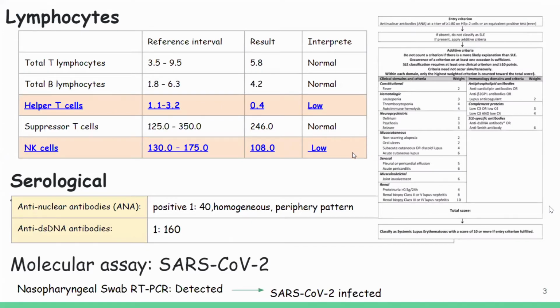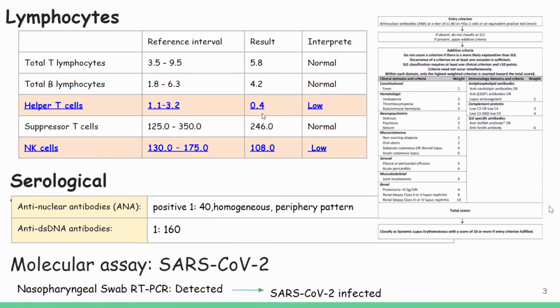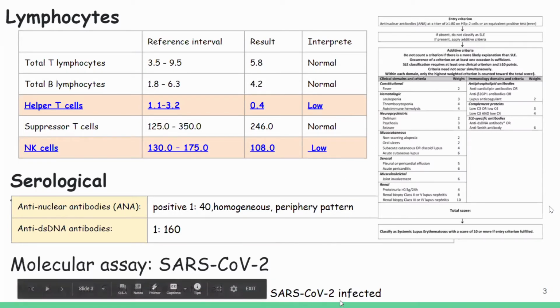When we look in detail at the lymphocytes, the helper T cells and NK cells are decreased. From the serology test, we can interpret that the patient doesn't meet the criteria for SLE, but this patient may have a systemic autoimmune underlying condition. And this patient is infected by the SARS-CoV-2 virus.